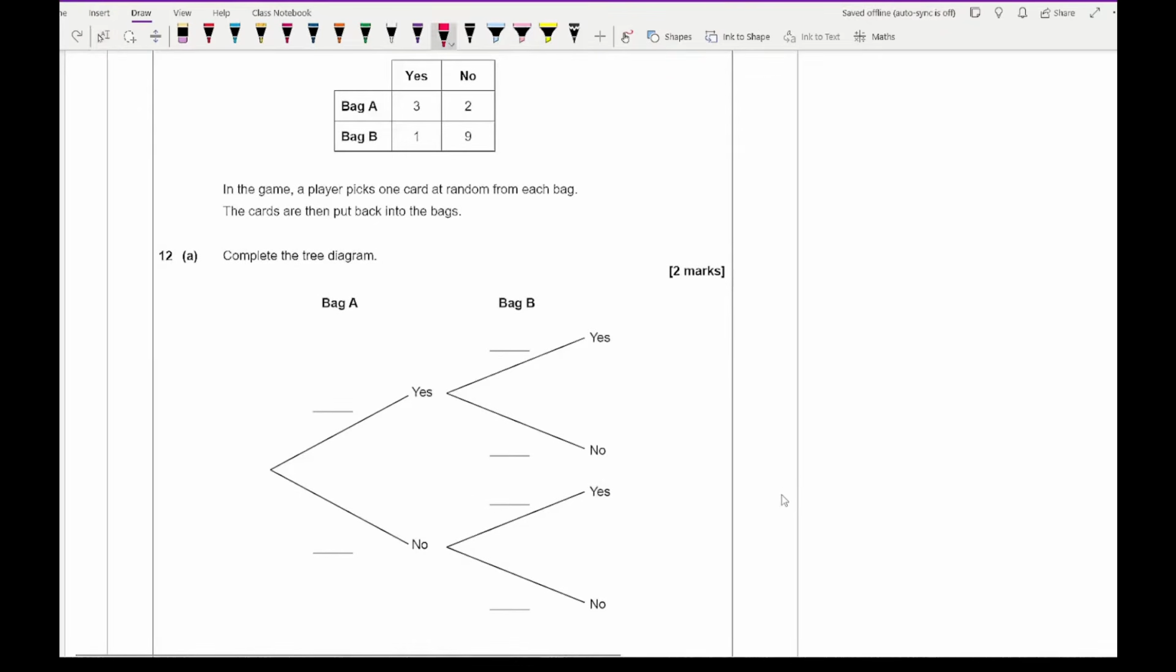So looking at bag A, I've got a total of 5. And in bag B, I've got a total of 10. So yes is going to be 3 out of 5, and no is going to be 2 out of 5. Then for bag B, I've got 1 out of 10 for yes and 9 out of 10 for no.